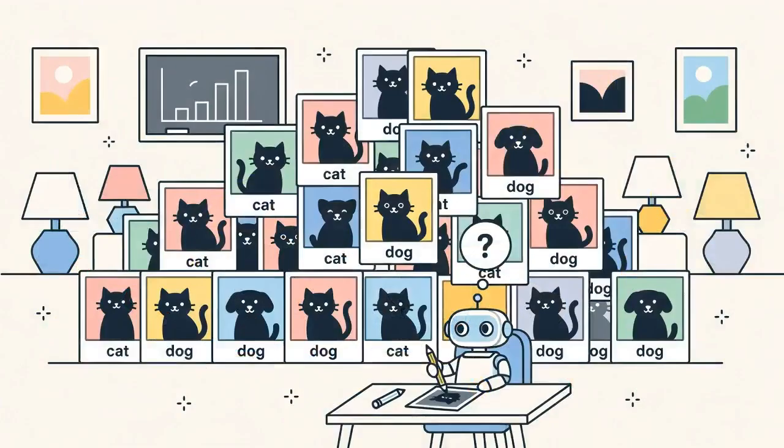To learn, the network studies a giant pile of labeled photos. Cat, dog, cat, dog. It looks at each photo, makes a guess, checks the answer, and tweaks its weights. After seeing millions of examples, it learns the patterns. This whole process is called training.